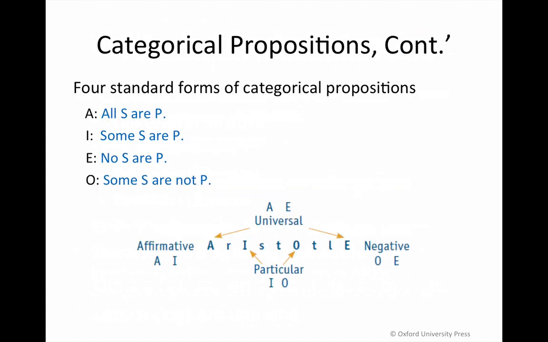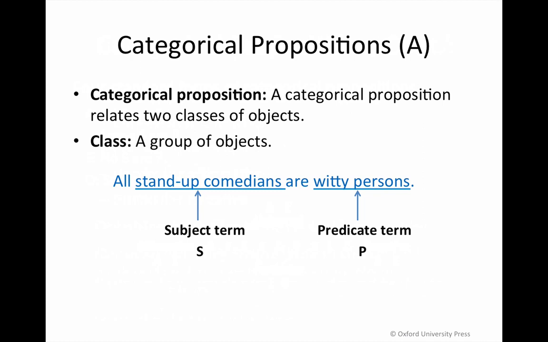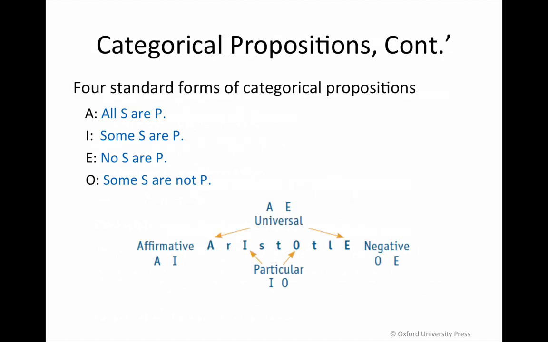So let's take a look at the four standard forms in terms of the way that the subject and predicate class are related. I'll tell you about the capital letters in just a second. So first, A is the universal affirmative. So let's go back real quick. Remember, all stand-up comedians are witty persons. We took the subject class and the predicate class and replaced those with capital letters S and P. So now we've got all subject class are predicate class.